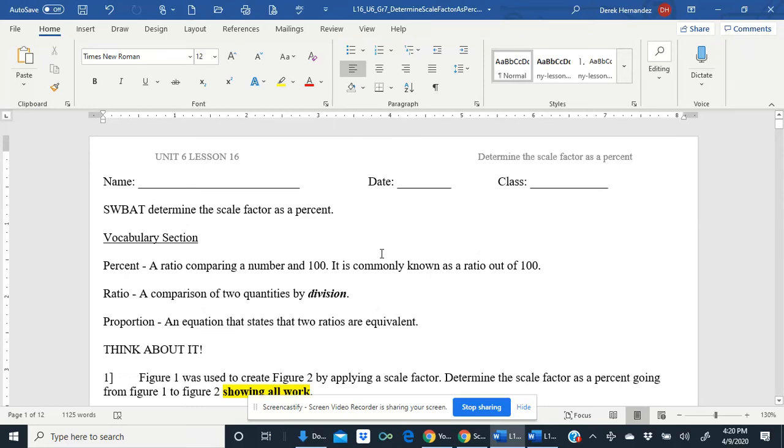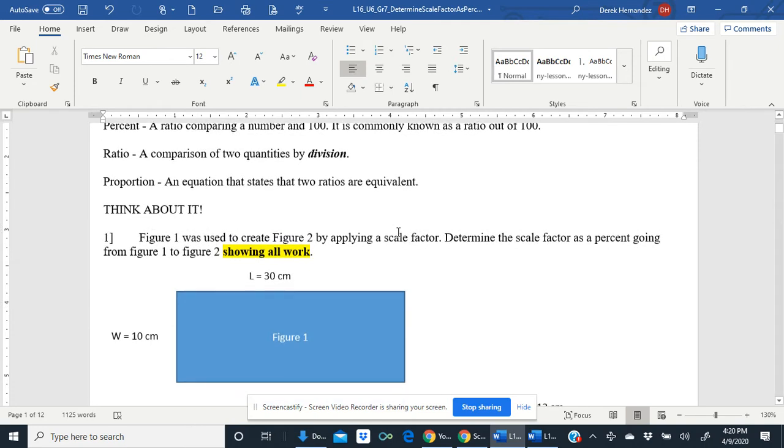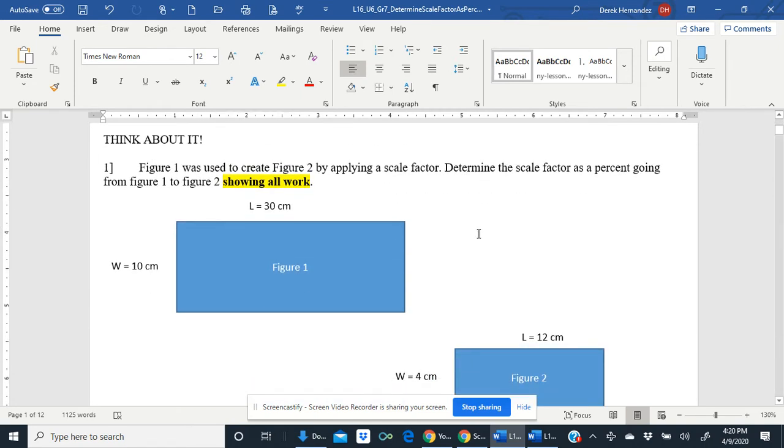Hello and welcome to Unit 6, Lesson 16, where students will be able to determine the scale factor as a percent. Let's go right to the think about it. Number 1, Figure 1 was used to create Figure 2 by applying a scale factor. Determine the scale factor as a percent going from Figure 1 to Figure 2 showing all work.